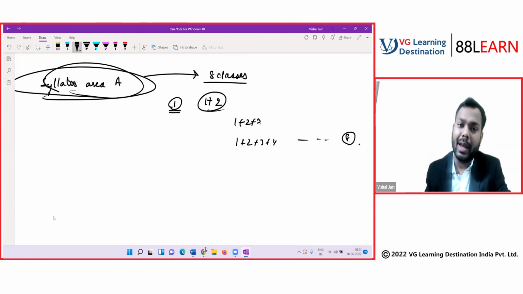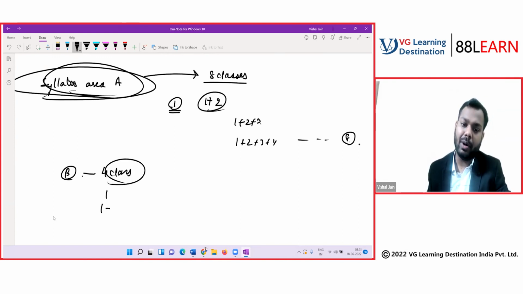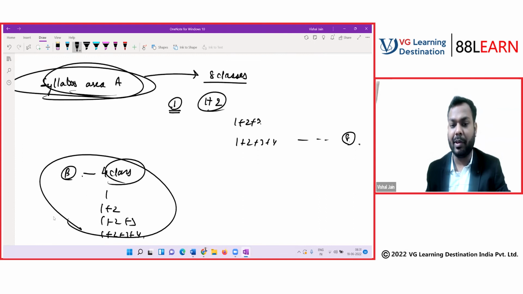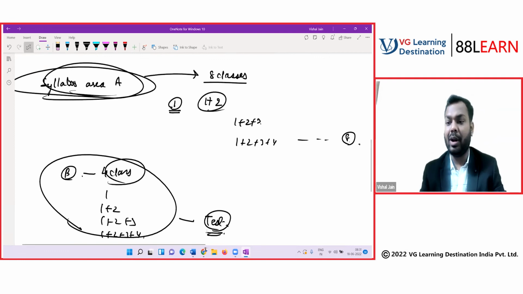Now, if syllabus area A gets over, syllabus area B starts. Let's suppose it takes 4 classes. So same, 1 plus 2, 1 plus 2 plus 3, 1 plus 2 plus 3 plus 4. And after the completion of syllabus area B, we'll have a test. Okay, then we'll enter syllabus area C.